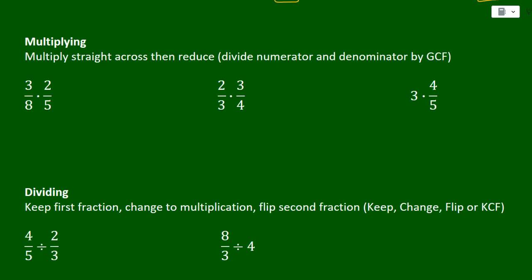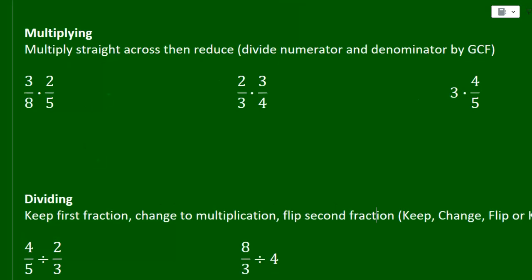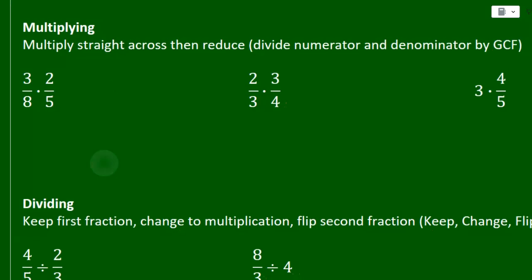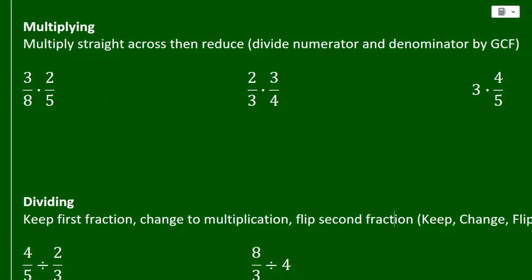So just jumping right into multiplying, the process for multiplying is just what it says here. You multiply straight across and then reduce, which we've already covered. Basically, you're dividing the numerator and denominator by the greatest common factor, or dividing by a number over itself, which is 1. So again, not changing the value of that number, just making it simpler.